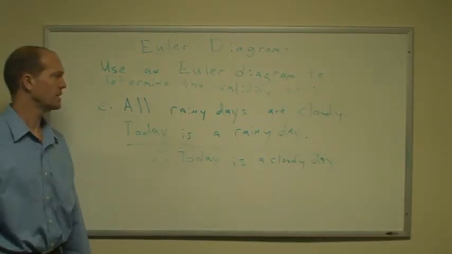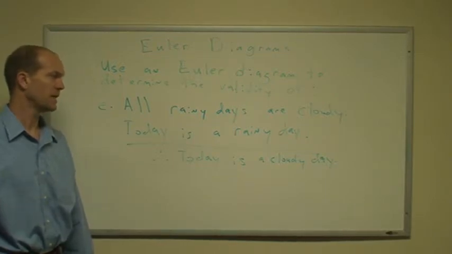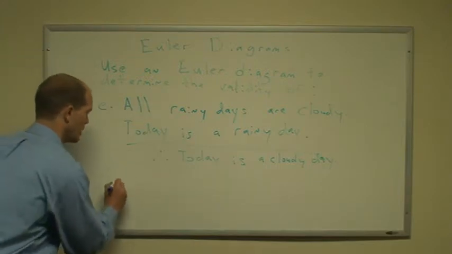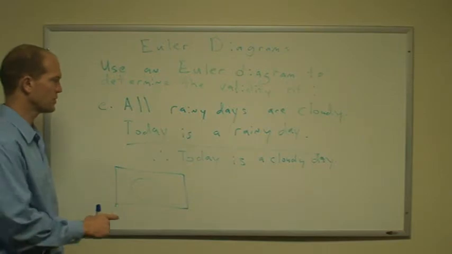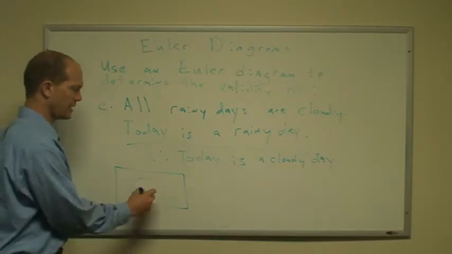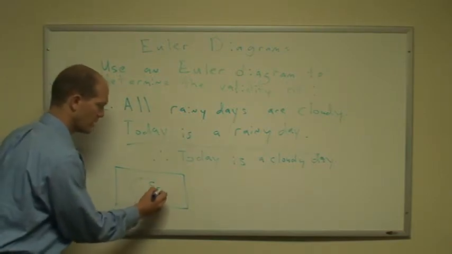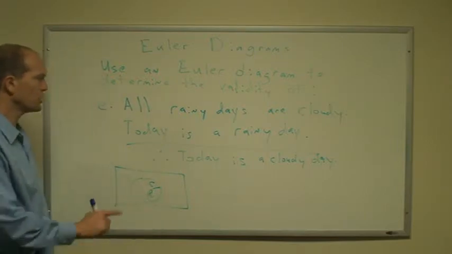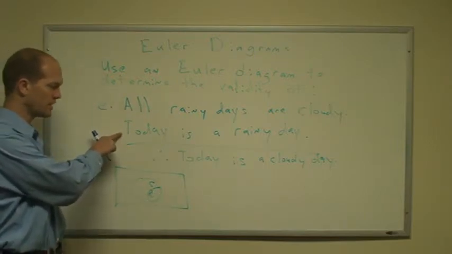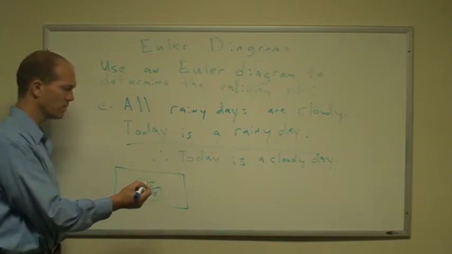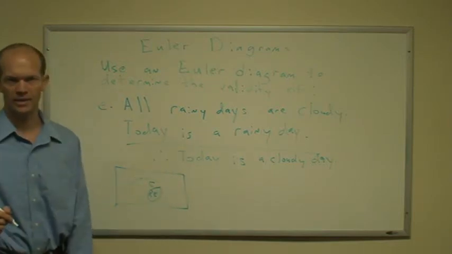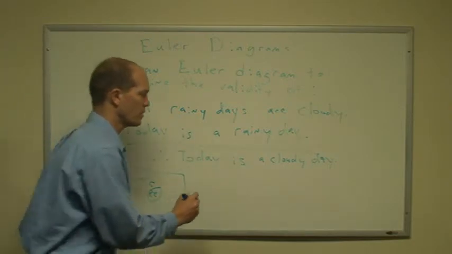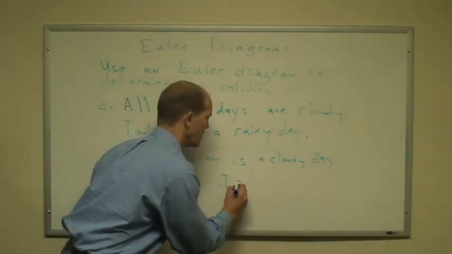The argument E reads, all rainy days are cloudy. Today is a rainy day. Therefore, today is a cloudy day. Looking at an Euler diagram for this, I should have a circle representing the cloudy days with the rainy days inside of there. Trying to determine where today fits, well, today is a rainy day. Today goes right there. If today is within rainy, which is within cloudy, then today is also a cloudy day. So using this Euler diagram, we see that indeed this is a valid argument.